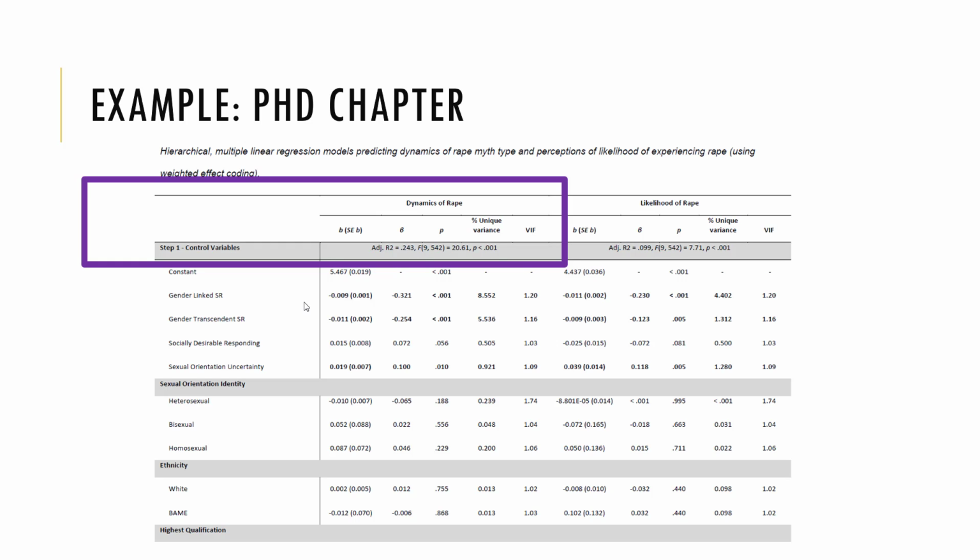So the first thing we can see is that I've got a column for B. Well, B is actually the slope of our line. SE of B is the standard error of B. The next column over is the symbol for beta, but we'll come on to what that means later. I've got a column for our p-values for each of the predictors. I've got the unique percentage of variance explained by each of those predictors, and I'll tell you how to calculate that.